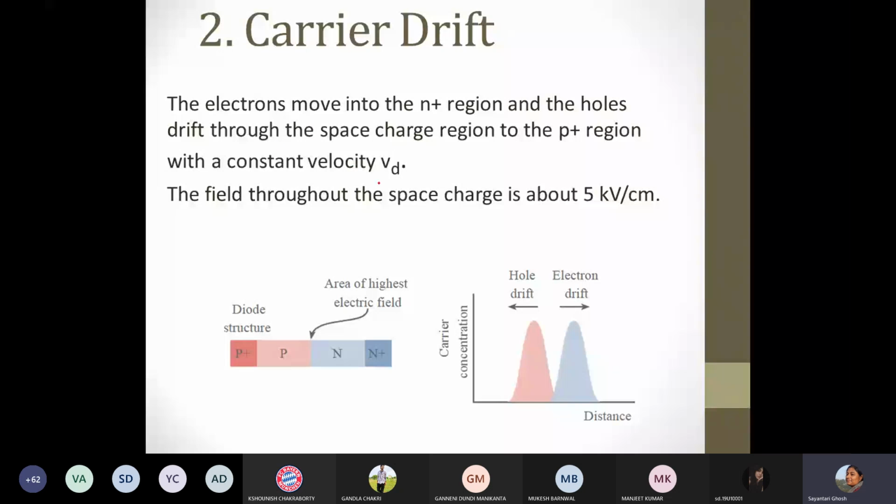And the interesting thing is, during this entire travel, the electric field is fixed for a certain region. Just remember the electric field diagram again. Just think about the electric field diagram again.